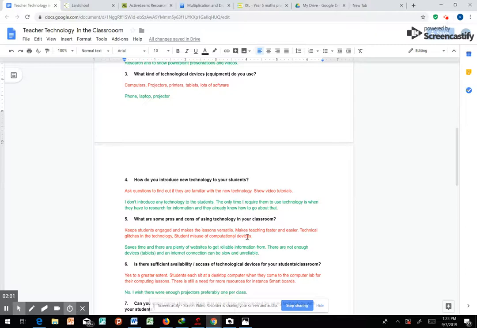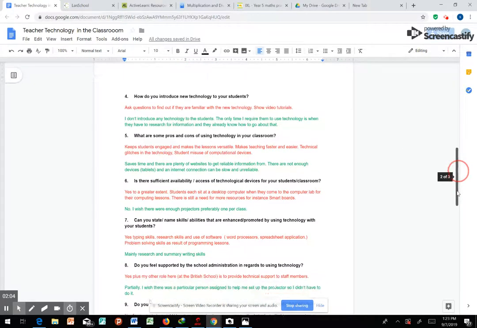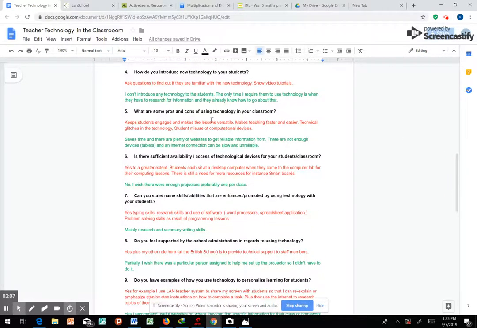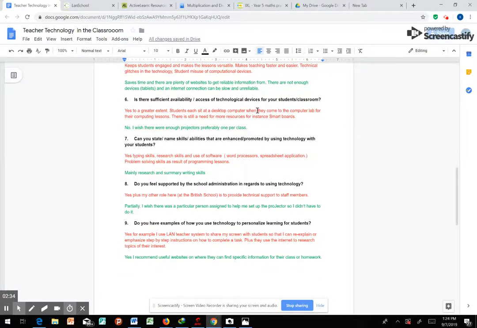What are some pros and cons of using technology in your classroom? Computer teacher said that it keeps students engaged, and it's versatile and makes his work easier. And he doesn't like that there can be technical glitches, and that students can also sometimes misuse the devices. The year 4 teacher had similar responses, but also added that it was annoying when the internet connection could not be relied on.